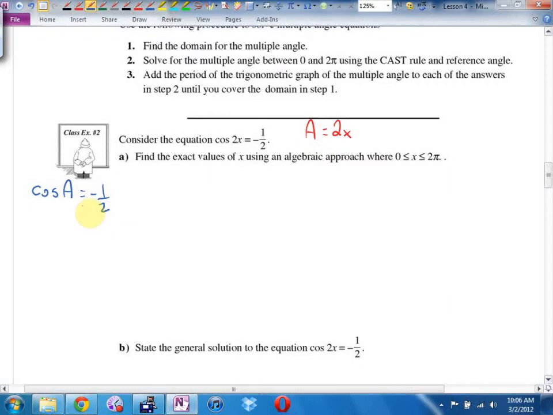Cast rule, cosine, negative or positive. Do I have a triangle with a 1 and a 2 in it? Okay, we're going to come to that in just a second. I'm also going to make a note of one more important thing. This 2 changes the period. The period of this graph is going to be 2 pi over b, which in this case is 2, so in lowest terms, that's pi. That's going to come in handy later.